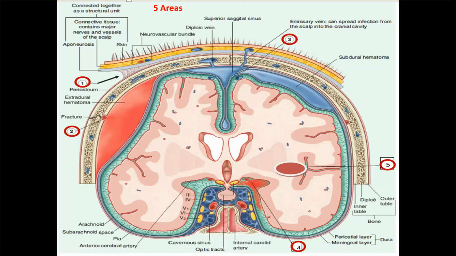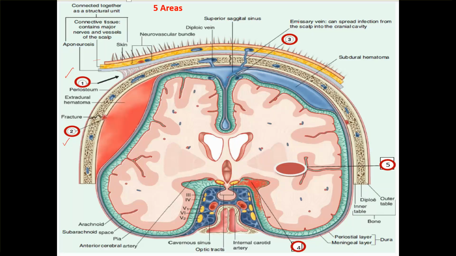So anatomically, we can also try to identify 5 different areas, ranging from outside to inside. The first one is related to the scalp. If you remember the 4th layer of the scalp, that's the first area, just deep to the aponeurosis. The second area will be related to the fracture of the skull bone, so this is the epidural.